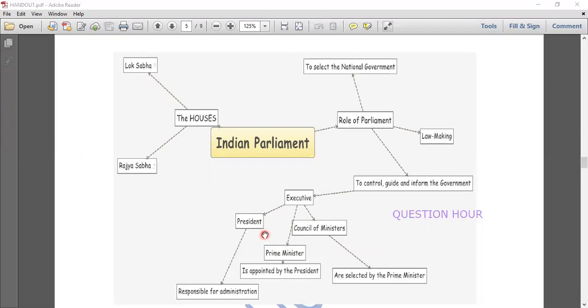So I hope you're now able to understand why we are studying the Indian Parliament. That's because it plays a very crucial role in the democracy. And how is it so? Because number one, it elects the national government through citizens' participation. Number two, it helps us to control, guide, and inform the government about the things which are happening and the policies being undertaken, right? And thirdly, it helps us in lawmaking.